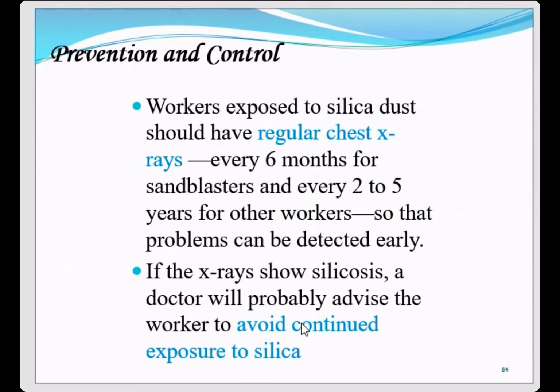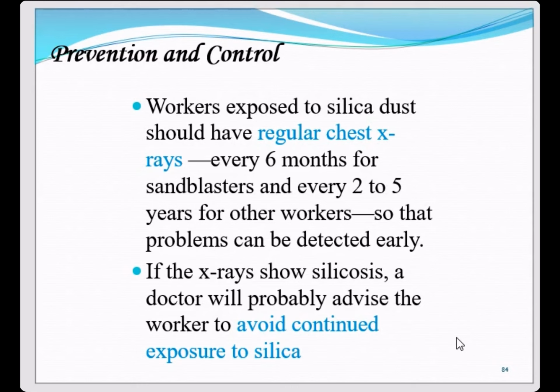Workers exposed to silica dust should have a regular chest X-ray every 6 months for sandblasters, and every 2 to 5 years for other workers. They have to detect early what happened to their lungs if they are exposed to the particles. If the X-ray shows silicosis, the doctor will probably advise the workers to avoid continual exposure to silica. But even if we avoid continual exposure, the silica already in the lungs will not be easily destroyed by our immune systems or other cells. So the silica inside the lungs can continue to damage our lung tissue.